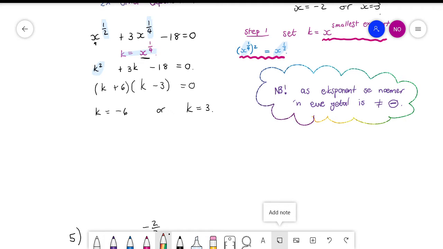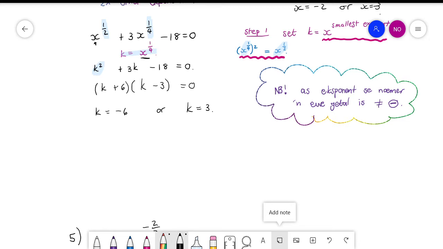Okay. Remember, we're looking at the exponent. If the exponent is a fraction and the bottom number is an even number, then it cannot be equal to a negative number. I'm going to show you what I'm going to do now.